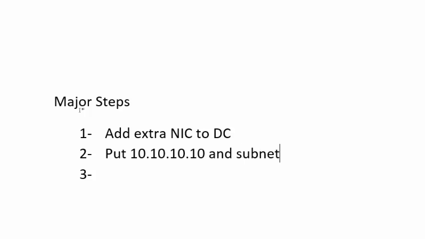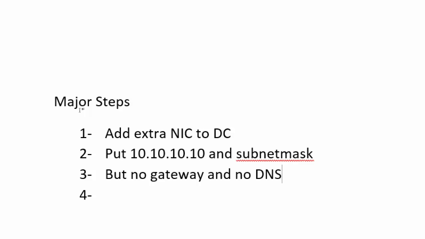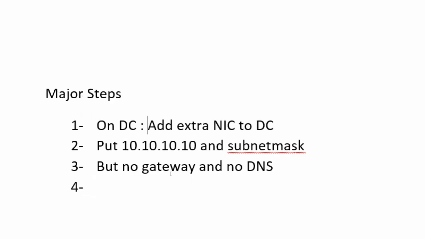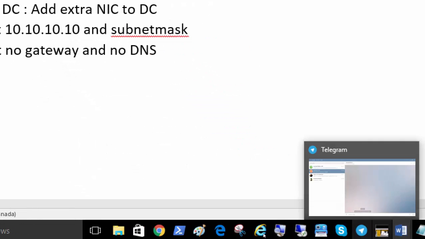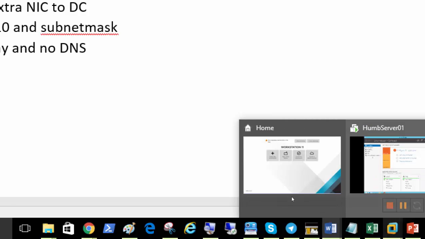Second thing, put the IP here on the second NIC, and the subnet mask, but no gateway and no DNS, right? This is on the first PC, on the DC. So second thing, I'm just going to quickly configure it now, and then we go for the next option.